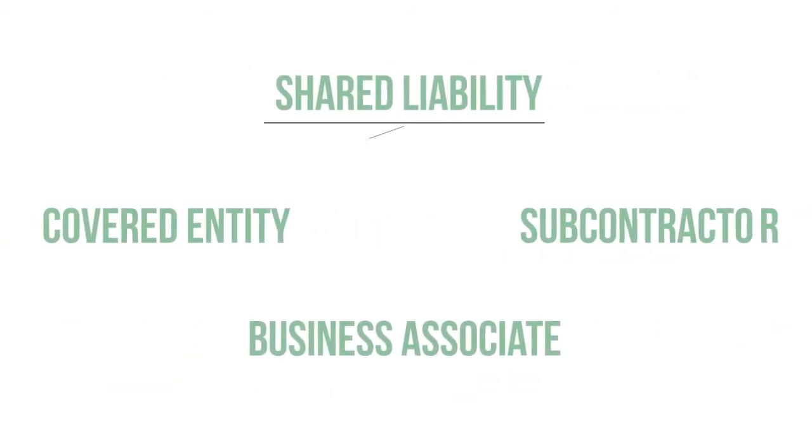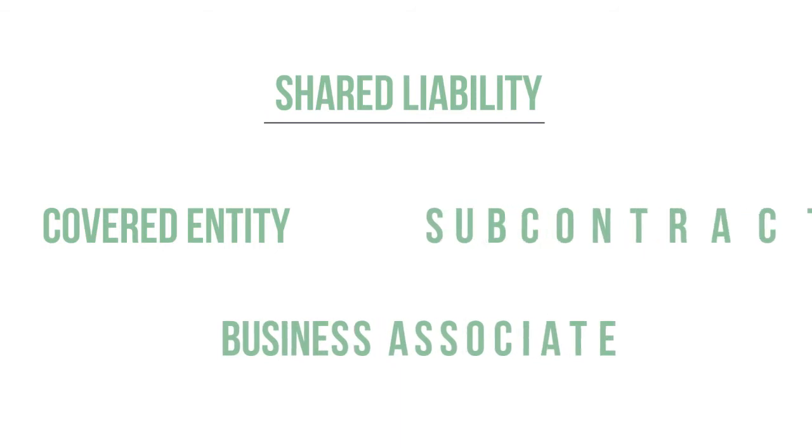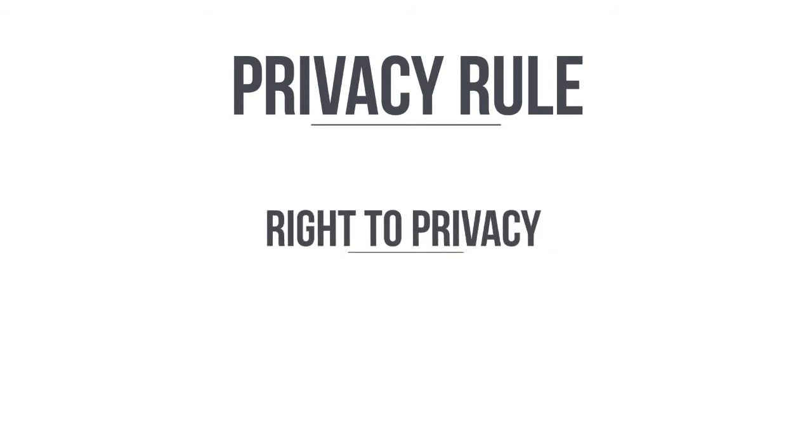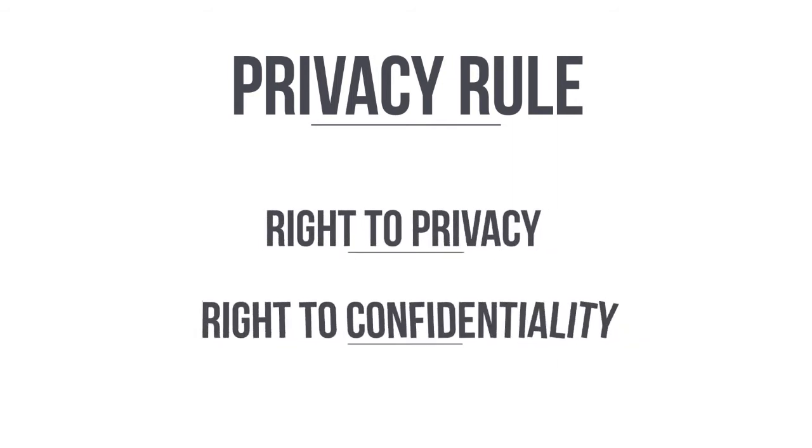It is now more important than ever to ensure that all downstream business associates and subcontractors are compliant and accountable to all upstream parties. The Privacy Rule. What is it? The Privacy Rule protects an individual's right to the privacy and confidentiality of individually identifiable health information.